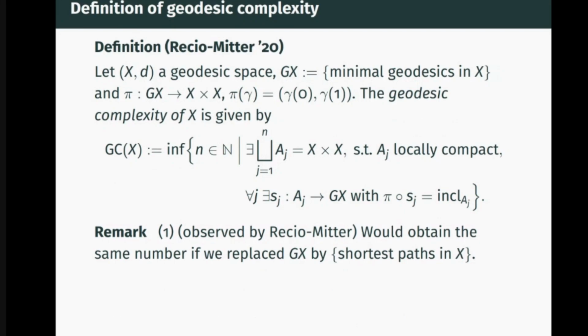So first of all, this is what David observed. We would get the same number if instead of GX, we would not take minimal geodesics, but shortest paths in X. This wouldn't change the number at all. And so we decided to take minimal geodesics because technically it's a bit easier to handle.